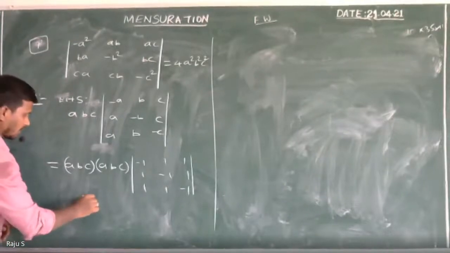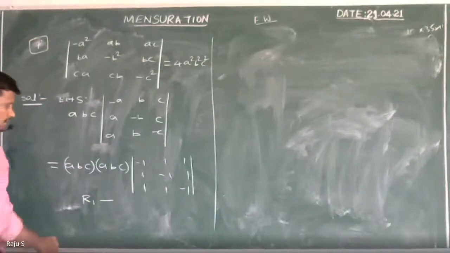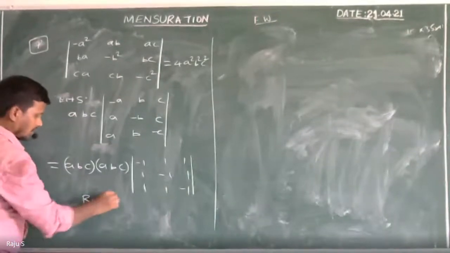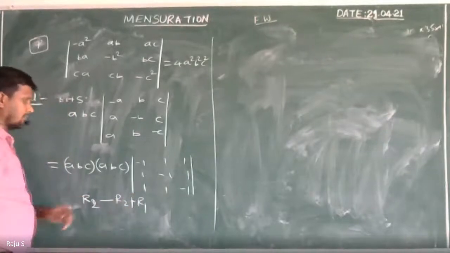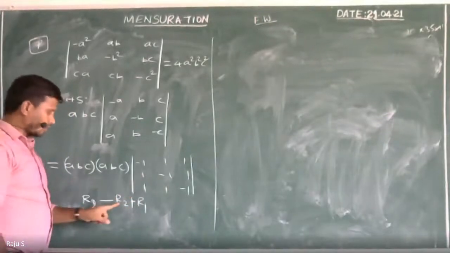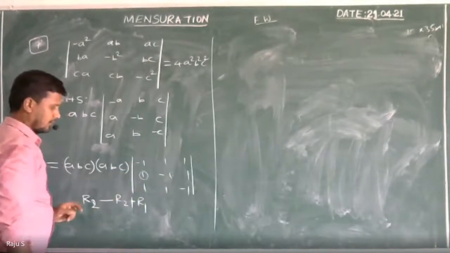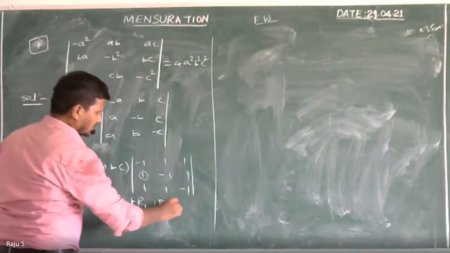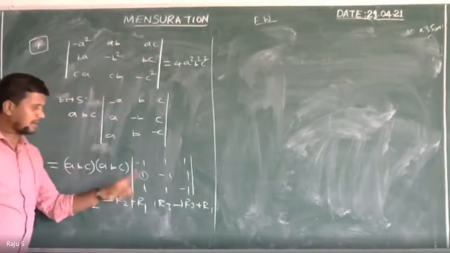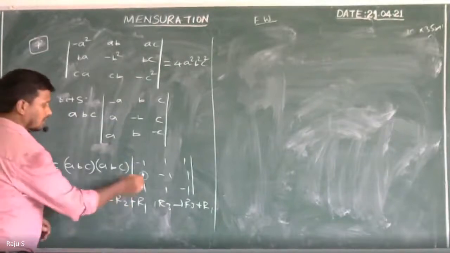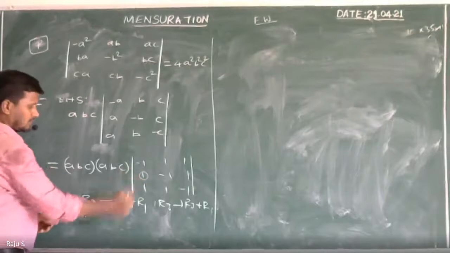Here I want to apply R2 goes to R2 plus R1. It's better. When you add, this element becomes 0. In the same way, R3 goes to R3 plus R1. Is it clear? Minus 1 plus 1 again 0. So I want to make these two values 0.